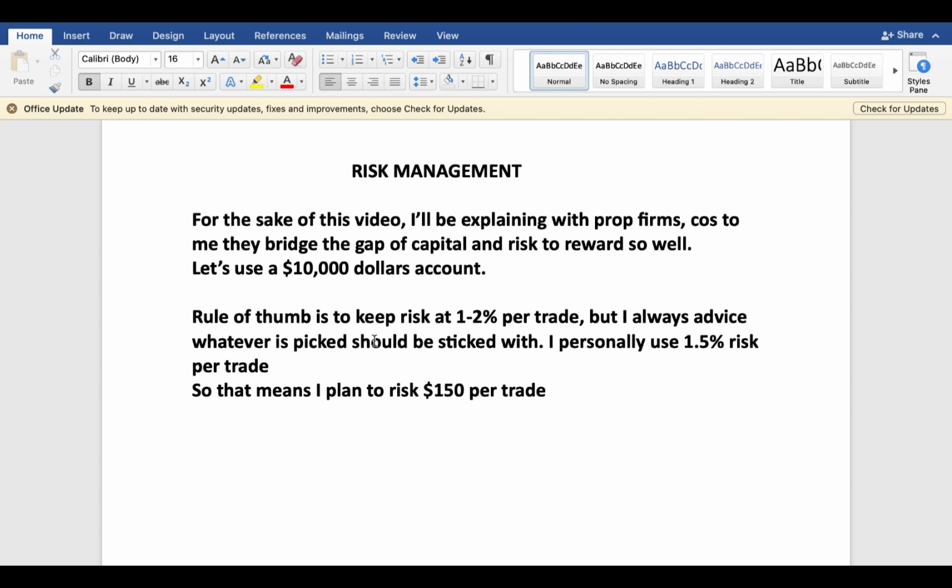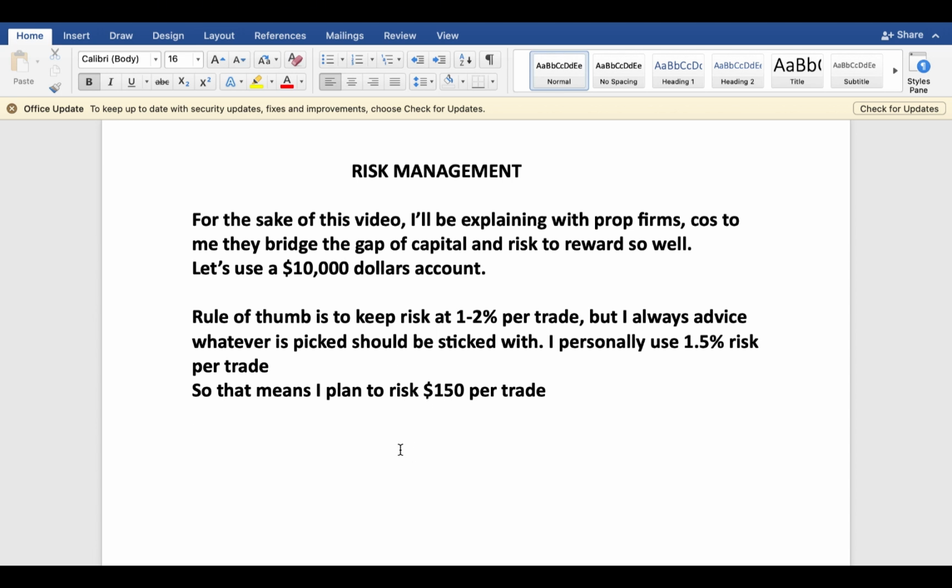But for me, personally, I use 1.5% risk per trade for my prop firm account. So on a $10,000 account, that means I'll be risking $150 per trade every time, right? So that gives me a fixed risk. I know that whatever setup I see, I'm risking $150. So what will now determine the lot size I'm going to use would be my stop loss in pips, right?